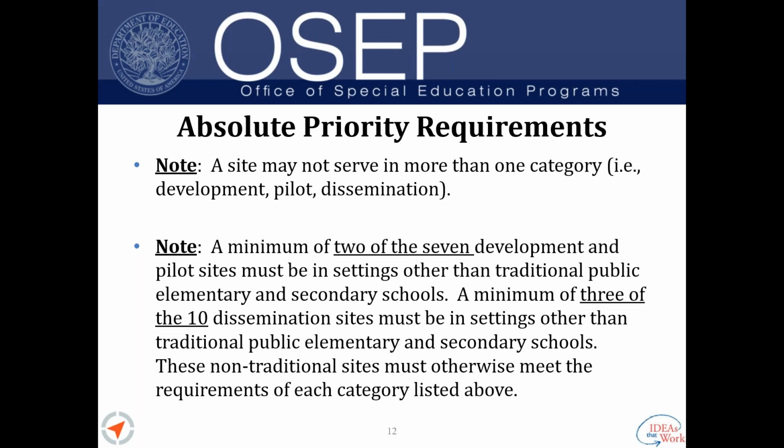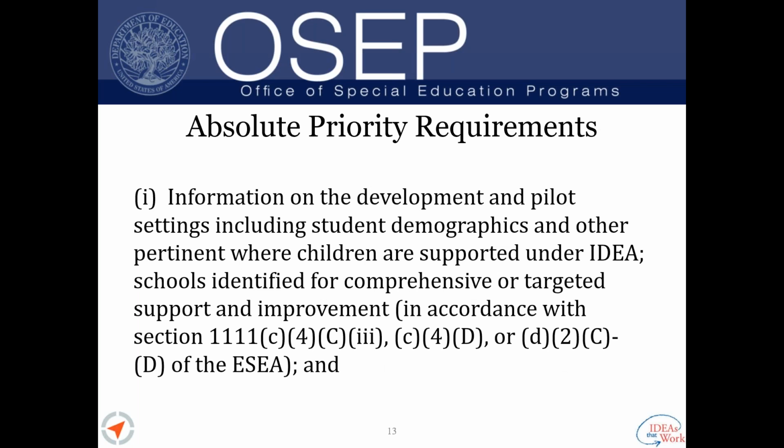Additionally, a minimum of 2 of the 7 development and pilot sites must be in settings other than traditional public elementary and secondary schools. A minimum of 3 of the 10 dissemination sites must be in settings other than the traditional public elementary and secondary schools where students are served under IDEA. Applicants must also provide information on the development and pilot school sites, including student demographics and other pertinent information where children are supported under IDEA, and the school sites identified for comprehensive or targeted support and improvement under ESEA.